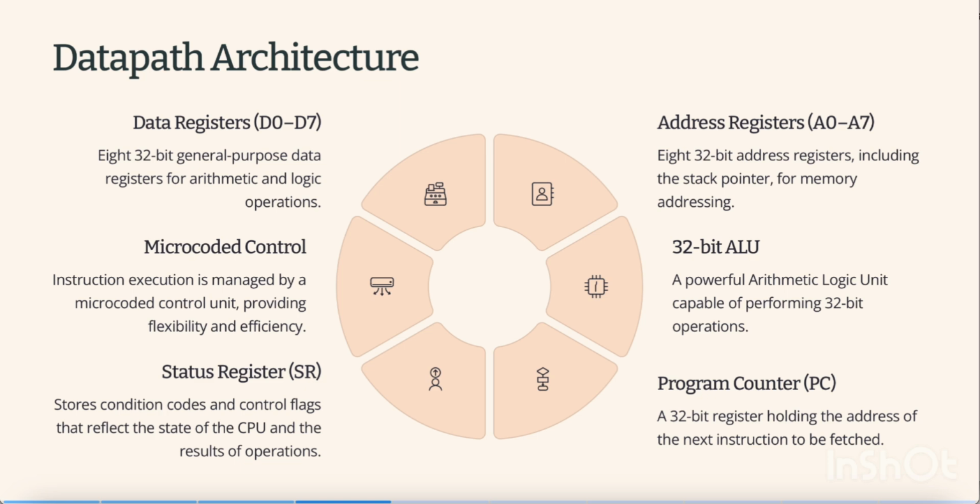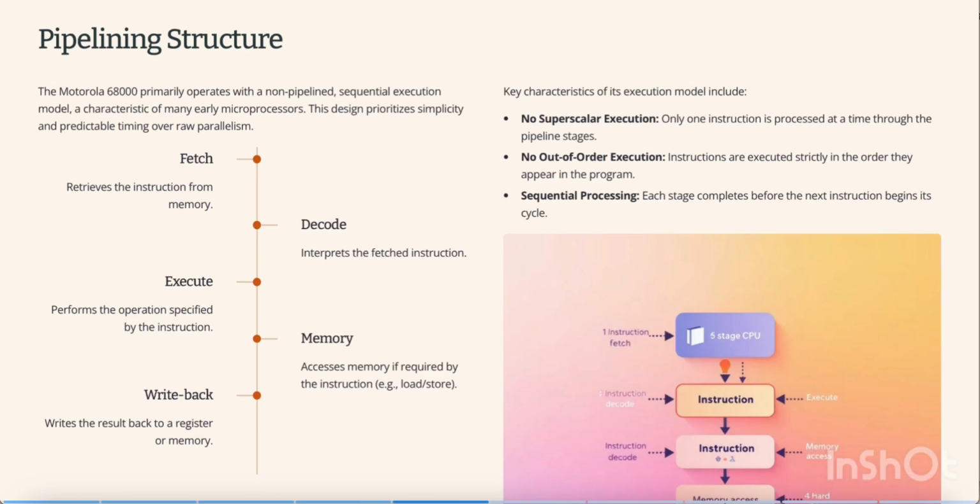Now moving on to the pipelining structure, the Motorola 68000 basically operates with a non-pipelined sequential execution model, a characteristic of many early microprocessors. So now we'll be going through the different steps of this pipelining structure.